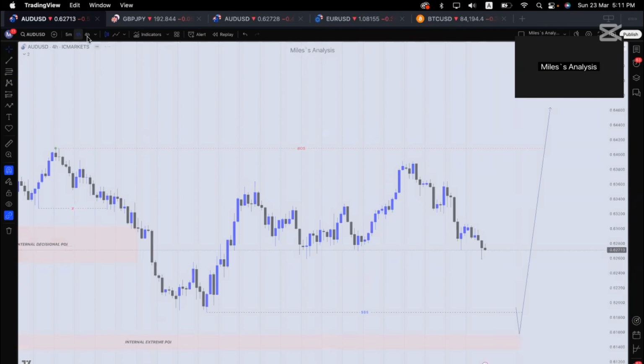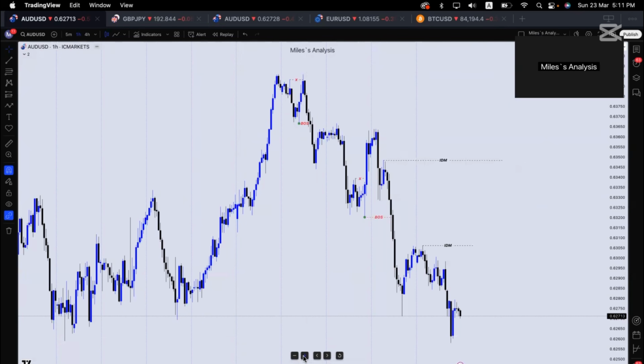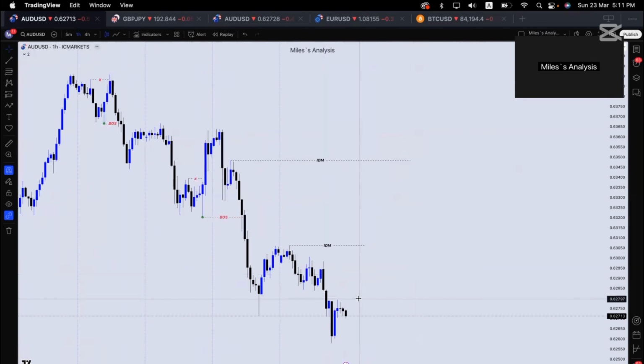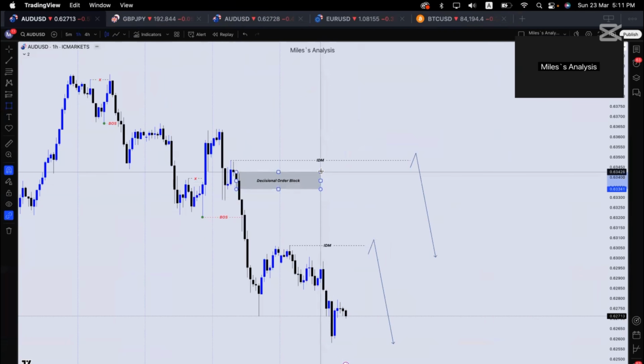But then if we go to the H1, you can see price is in a bearish momentum and it is creating adjustment, right? So what I'm anticipating is price is going to sell from this adjustment. If that fails, then you'll be selling from this adjustment, right? So if price fails to sell from this adjustment, we can look for entries at this extreme, this decisional order block. We can look for shorts here.